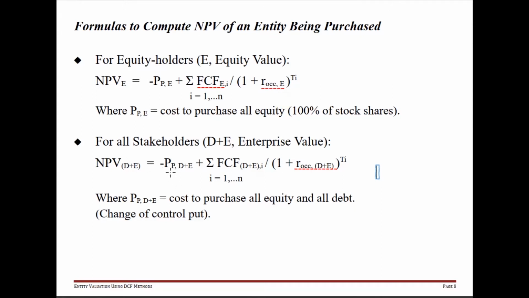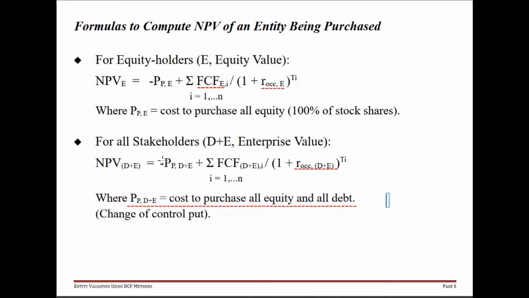All right, so let's go back to this term. What do I mean by the price paid for the firm by all the stakeholders? That's kind of weird, okay? What this really represents is the cost to purchase 100% of the shares of the firm and all the debt. And we talked about this in class.